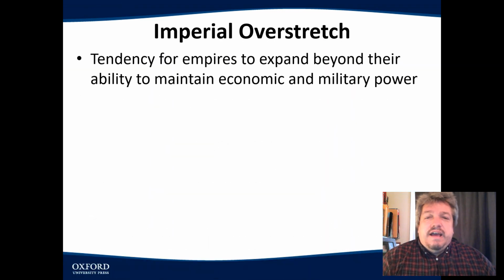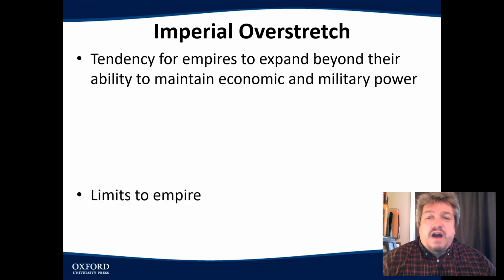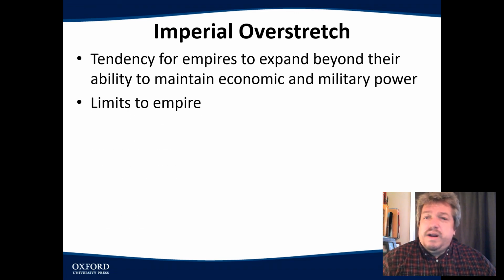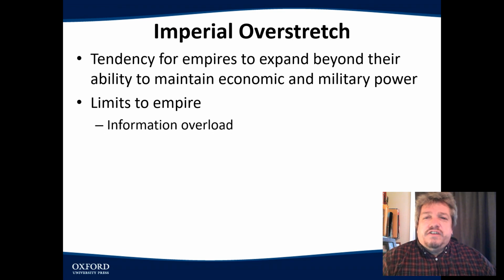And this is a great example of imperial overstretch. And what this says is that empires traditionally expand until they reach a point that they can no longer grow. They're going to grow as big as they can. They're not going to say, oh, what, I'm good. They're going to go until they can no longer maintain themselves. In other words, there are limits to empire. And so what are these limits? What stops expansion? The first one is information overload.